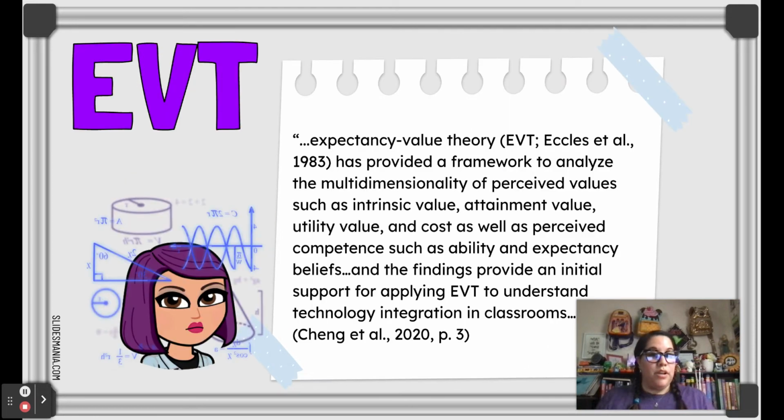So this has a lot to do with competence beliefs. But as I was reading through the three articles that I'm going to be referencing, I found that it kind of explains all of our beliefs. And like it says, the findings provide an initial support for applying EVT to understand technology integration in classrooms. So I just feel like this is a really important thing to mention before we talk about everything else.